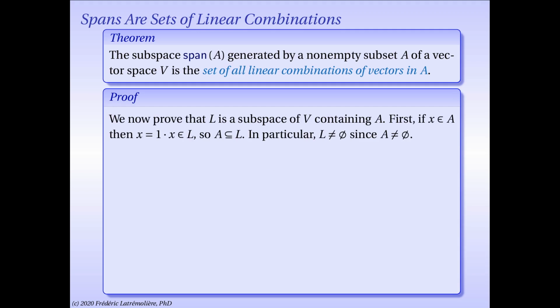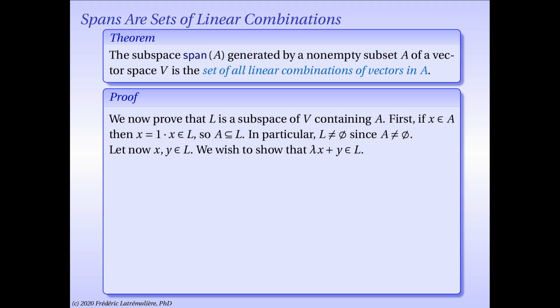Let's now prove that L is a subspace of V containing A. I'm going to start with L contains A. So if X is a vector in A, then X is 1 times X, which by definition is an element of L. So A is a subset of L. In particular, L is not empty because, by the assumption of my theorem, the set A is not empty.